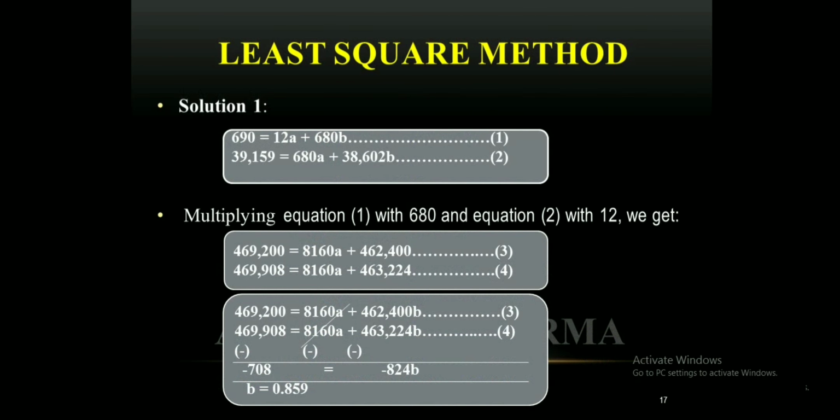Here we multiply equation number 1 with 680 and equation number 2 with 12 and get equation number 3 and 4 for solving these equations by elimination method. Here we eliminated a and found b equals 0.859.